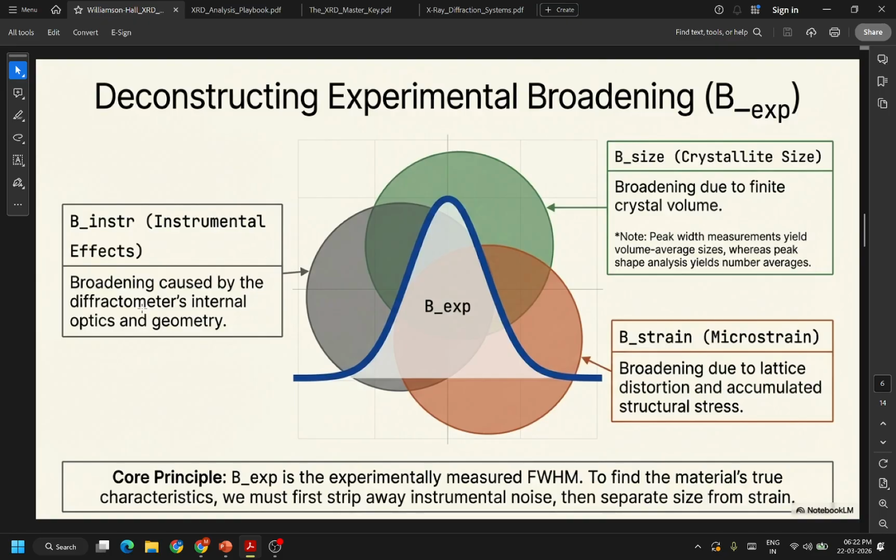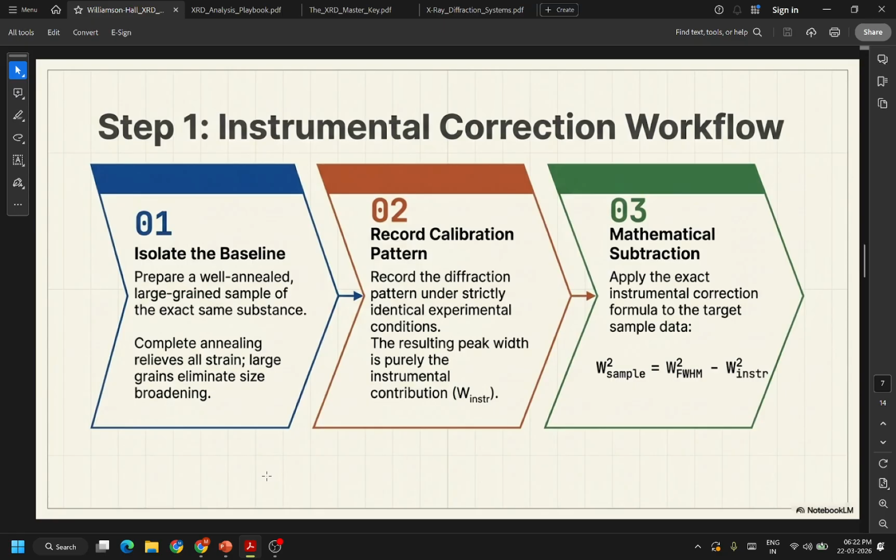Then the geometry and the detectors will also result in some broadening. So B experiment is the experimentally measured FWHM. That is the FWHM you will measure in your final output. But to find the material's true characteristics, we must first strip away instrumental noise and then separate size from strain. So how can you do that?